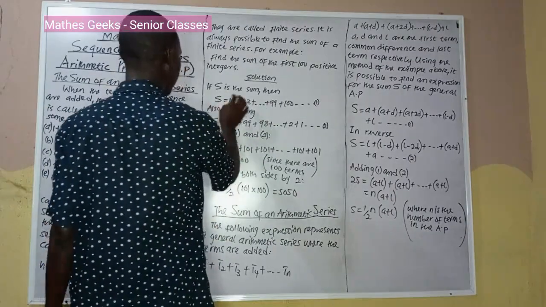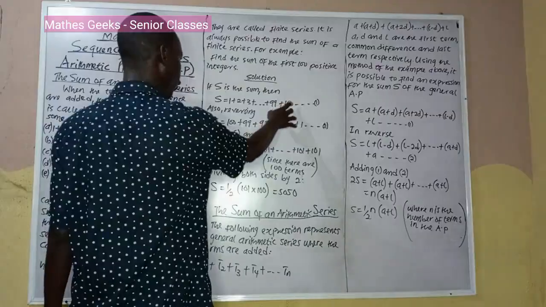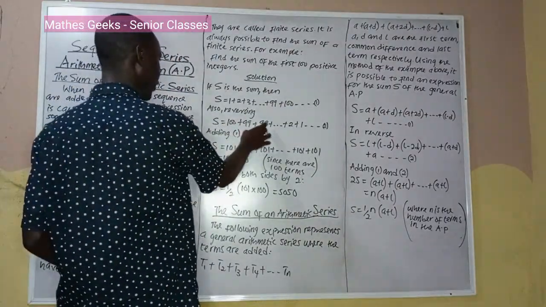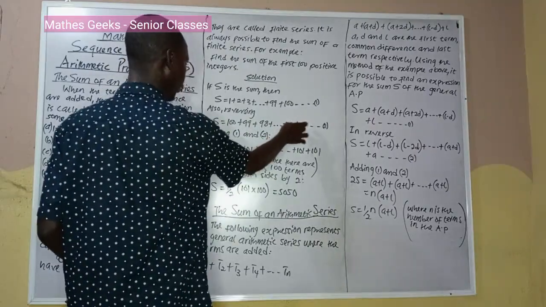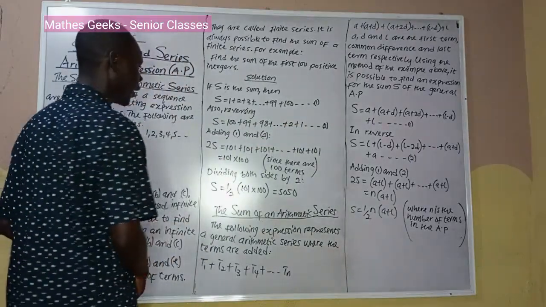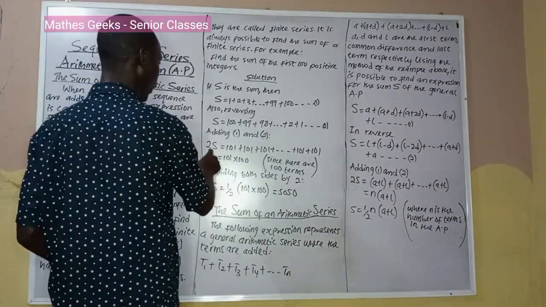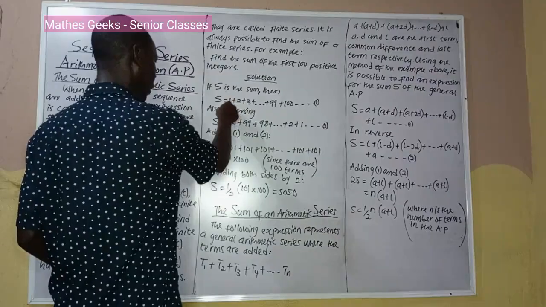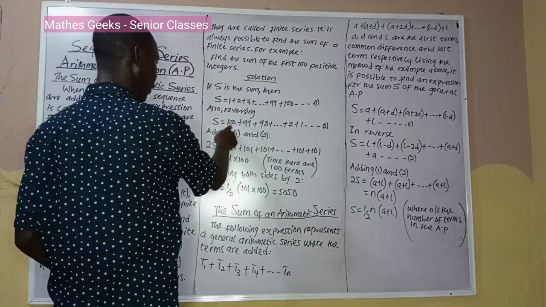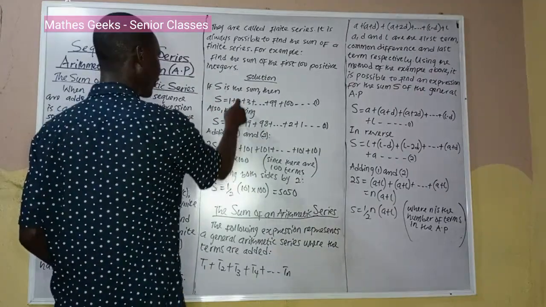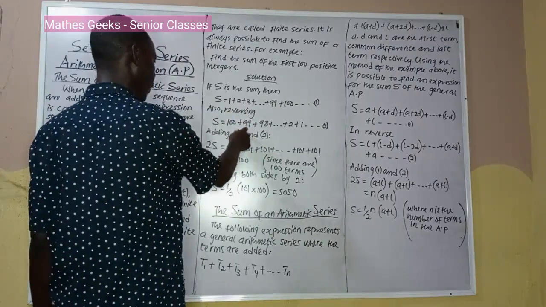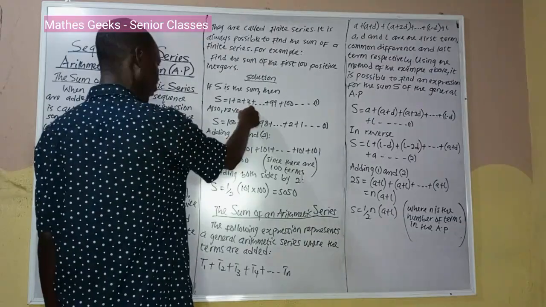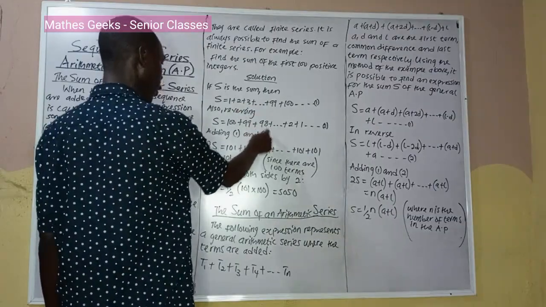So if S is equal to 1 plus 2 plus 3 all the way to 100, then if you reverse the addition, that's 100 plus 99 plus 98, all the way down to plus 1, what are we going to get? When we add the two equations together, S plus S will give us 2S. Then 100 plus 1, the first term in equation 1 plus the first term in equation 2, will give us 101. The second term in equation 1 plus the second term in equation 2 gives us 101. The third term in equation 1 plus the third term in equation 2 will give us 101.